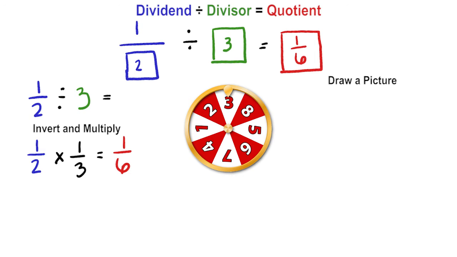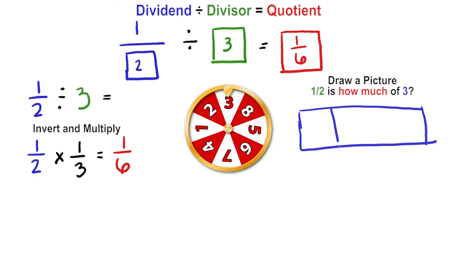One way to look at the problem would be to ask the following. 1/2 is how much of 3? Start by drawing 3 rectangles to represent the divisor of 3. Next, partition each one whole into 2 equal-sized pieces in order to represent the dividend of 1/2. Shade in one of the half-size pieces.